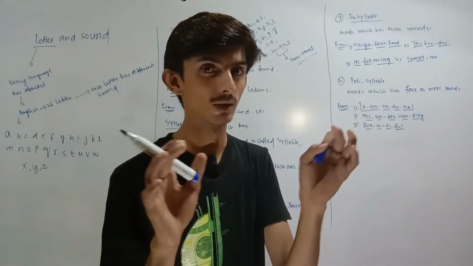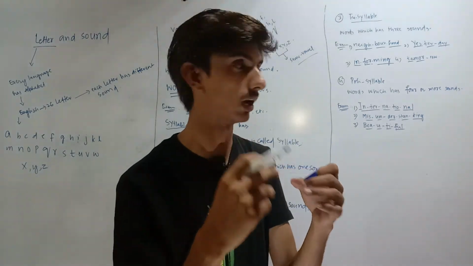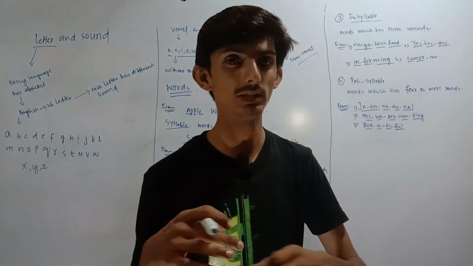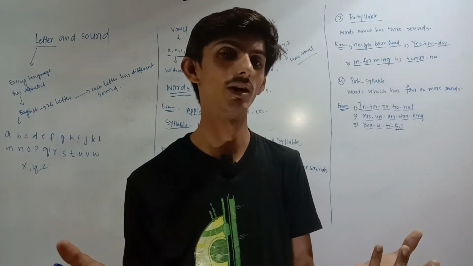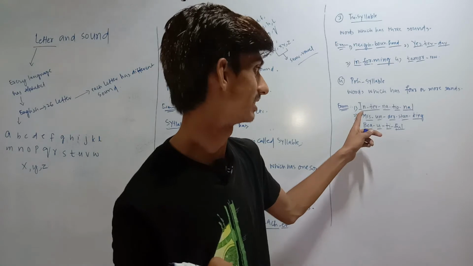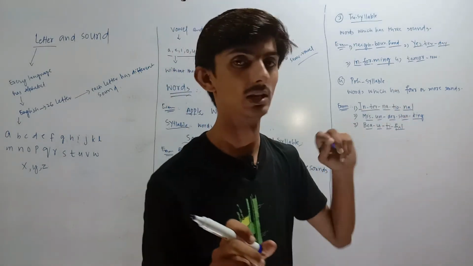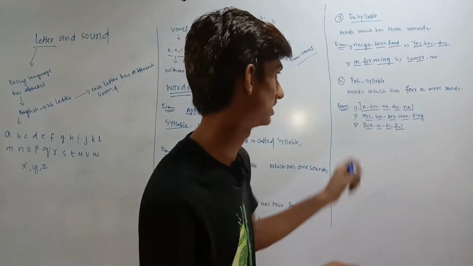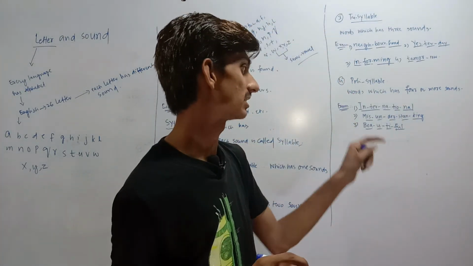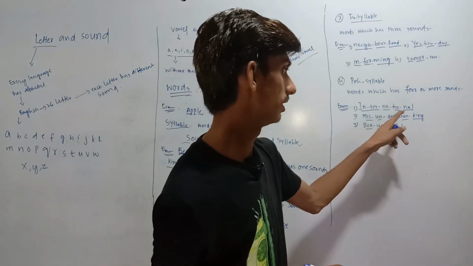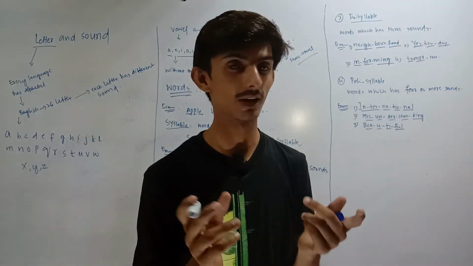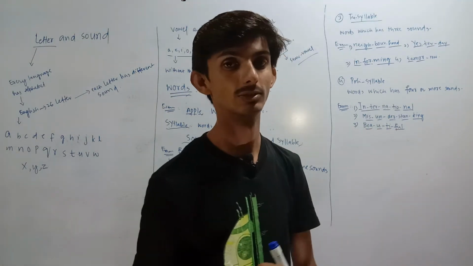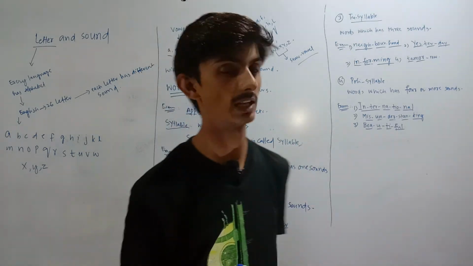Polysyllable has 4 or more sounds, means many sounds in a word. That is called a polysyllable. For example, international has 1, 2, 3, 4, 5 sounds, so it is a polysyllable. Misunderstanding, 1, 2, 3, 4, 5, has 5 sounds. And beautiful has 3 sounds. So this is all about the syllables.